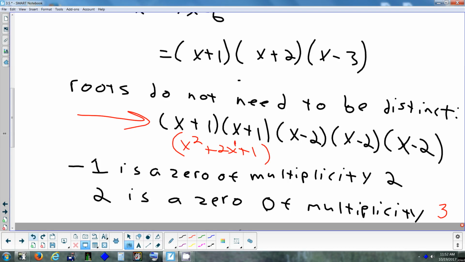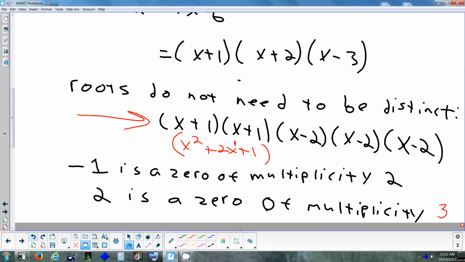So how many roots does that have? This problem has 5 roots. But they're all the same. Well, 2 of them are the same. So the roots, if you were going to list them, are -1, -1, 2, 2, 2. Okay. Those are the 5 roots.